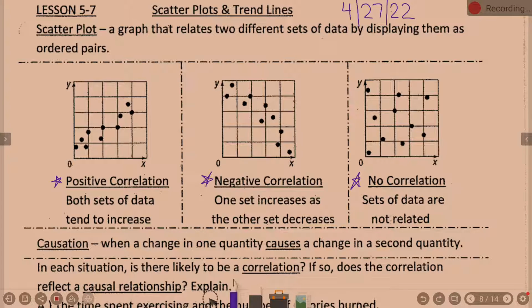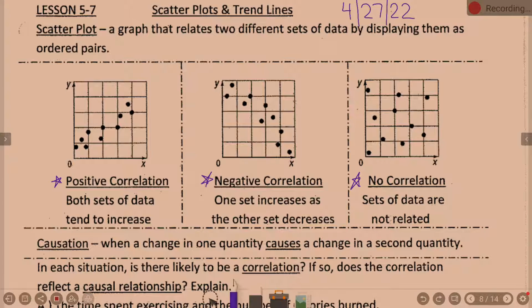That is a little bit about scatter plots and what they look like. You have some, if I recall, in homework that are just, what kind of trend is this? Positive, negative, or no correlation. Besides correlation, we're also going to talk about causation. Causation is when a change in one quantity causes a change in a second quantity. So something about the first piece of information causes the second piece of information to change. Correlation, they're related, but they're not going to necessarily change each other, if that makes sense.